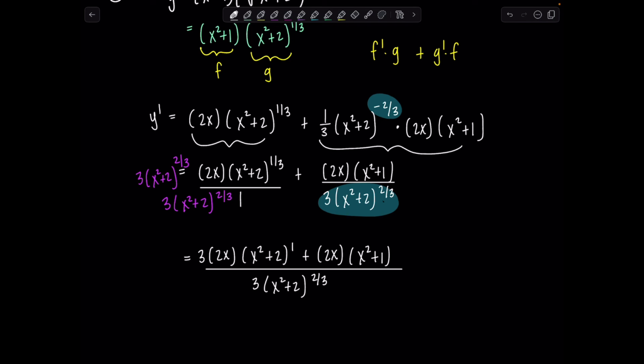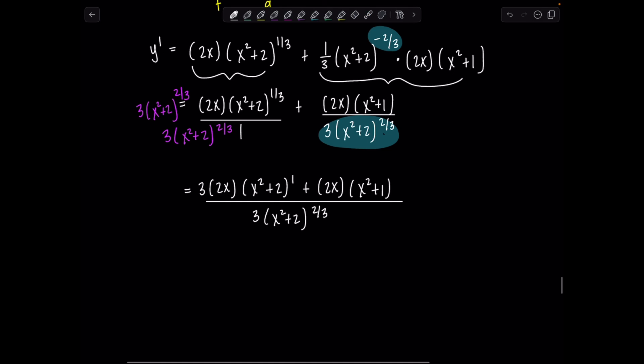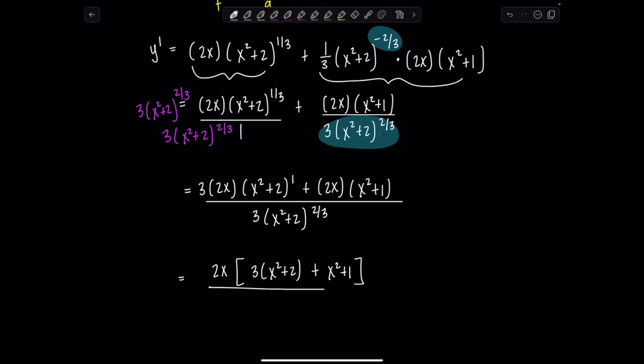Okay, very good. To simplify further, I wouldn't distribute everything out because notice I can factor out a 2x from both of the terms in the numerator. Do that, it'll make life nicer. So we have 2x times 3 times (x squared plus 2) plus (x squared plus 1), over 3 times (x squared plus 2) to the 2/3.